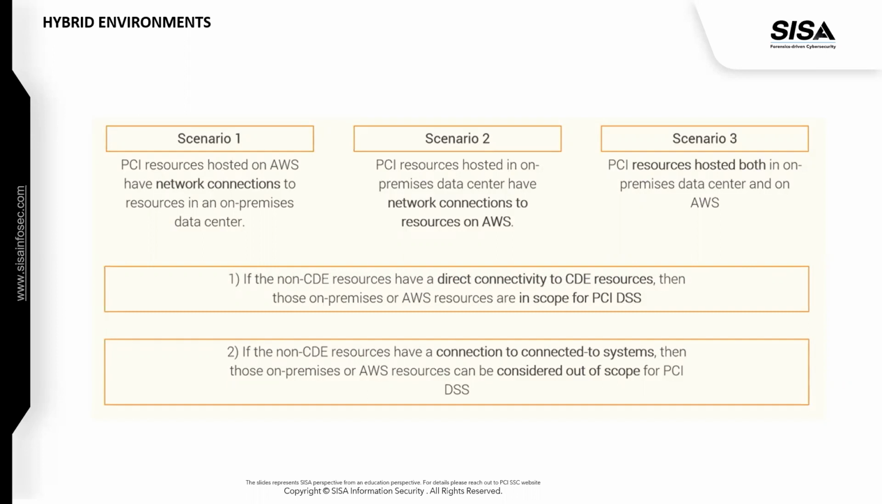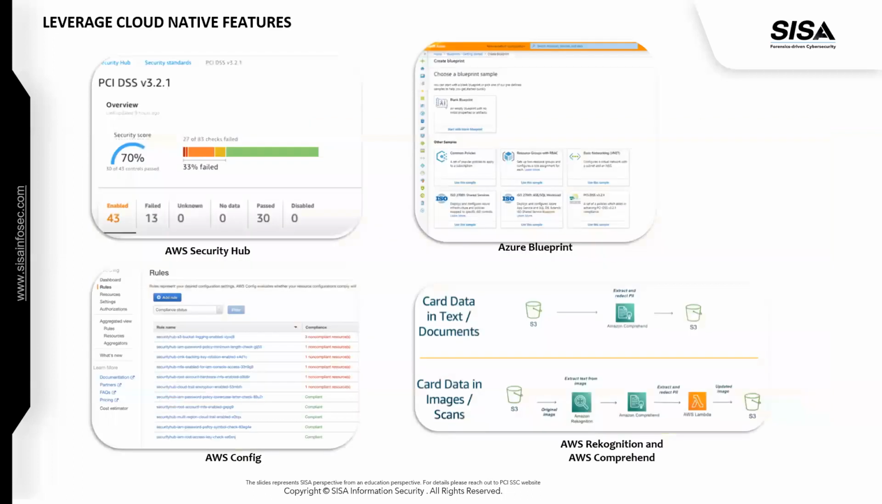Another good factor here is that if the known cardholder data environment resources, meaning your out-of-scope resources, have a connection to the connected-to systems, that means your CAT2, then those on-prem or AWS resources can be considered out of scope. Because, as we understood in our last slide, there is something called peering, and in peering there is nothing like transitive. That way we can reduce our scope. So in all these 3 cases, this is the way to go when it comes to segmentation.